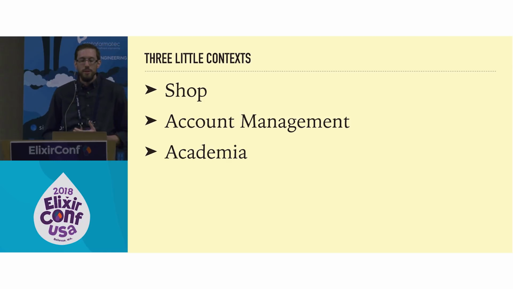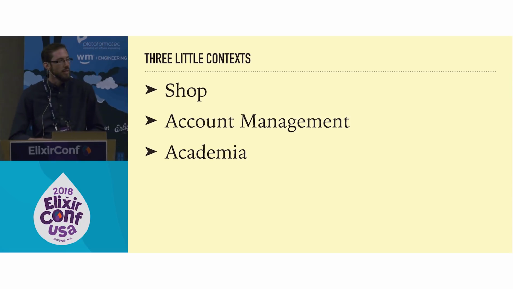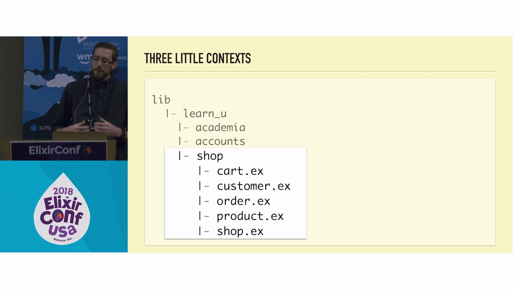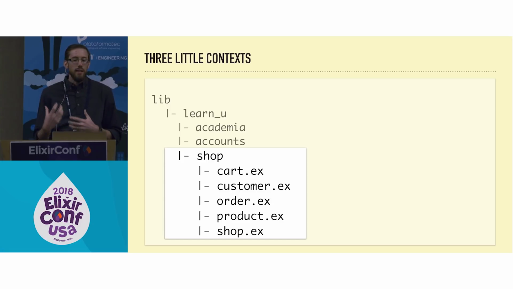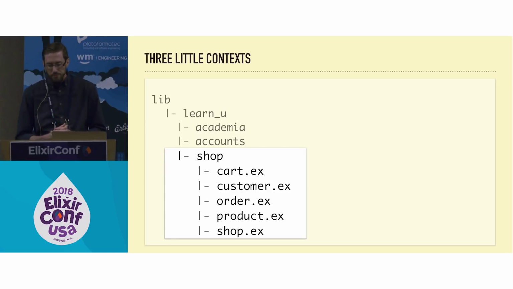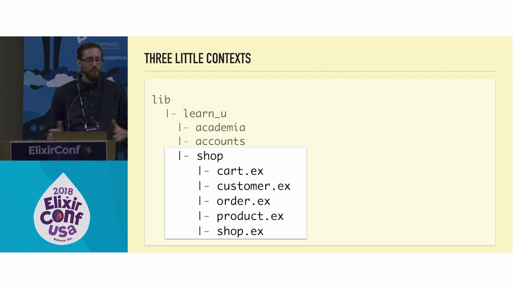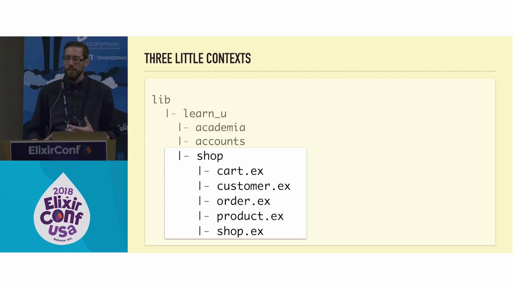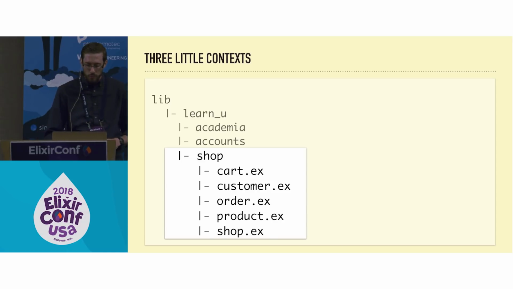So back on LearnU, defining the contexts to define boundaries around, I landed on the following three contexts that incorporate users in some way: shop, account management, and academia. The shop context is where a customer can purchase access to courses. This context has domain models like products to purchase, a customer, a cart to put products into, and an order to capture a customer's purchase. This is by no means an exhaustive list of the domain models within this context, but hopefully gives you a general idea of the functionality that is captured within its boundaries.